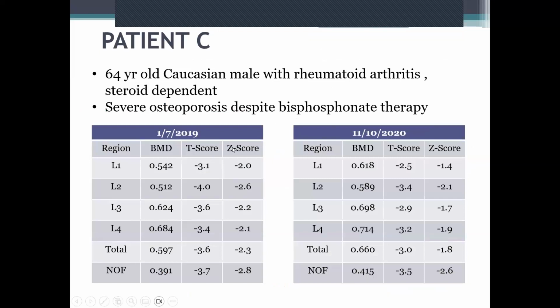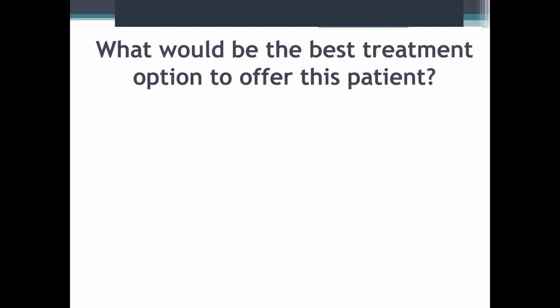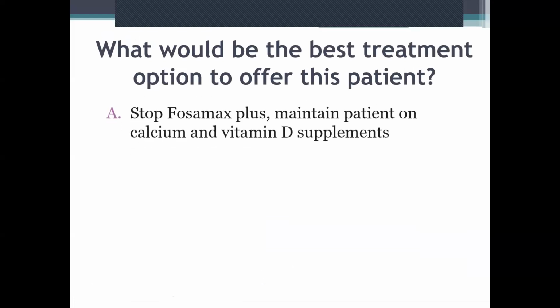All right, so just my last few slides, coming back to our patient. He has been on bisphosphonates for a long time. This is his T-score, it's very bad. We all agree he needs to go on to anabolic therapy at this point in time. So what would be the best treatment option?